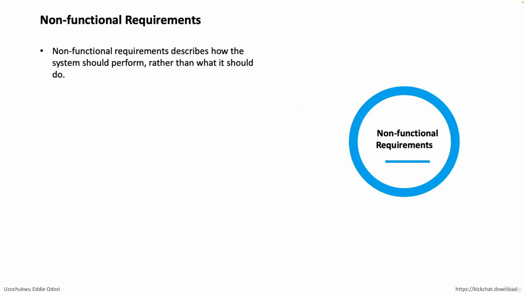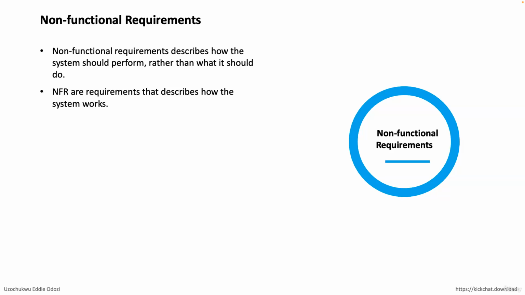So they usually involve how a user feels about an application, while functional requirements involve the functions that the user will perform when using an application. Non-functional requirements describe how the system should perform rather than what it should do. So functional describes what, non-functional describes how. How fast should the system be? How available should the system be? How reliable should the system be? Those are non-functional requirements.